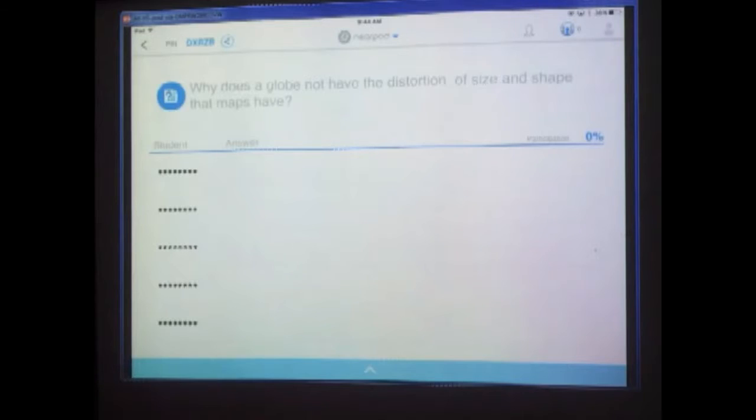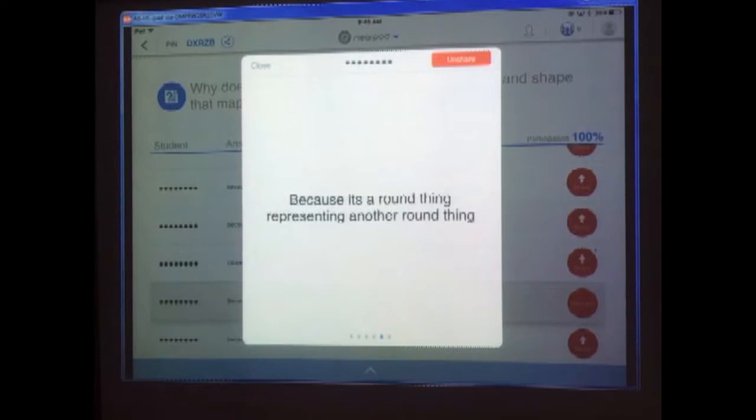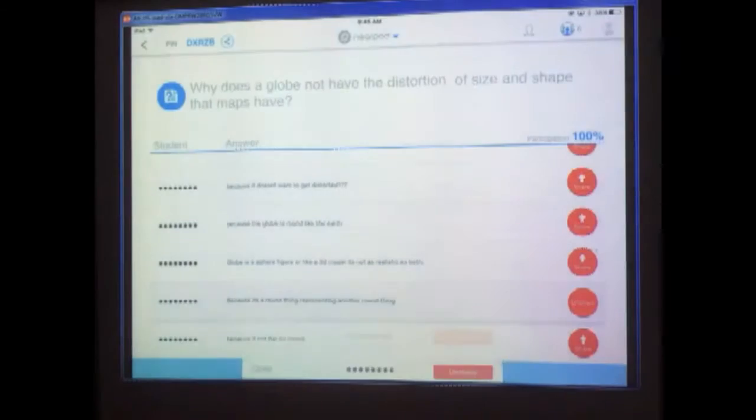What does a globe not have? Why does a globe not have the distortion of size and shape that a map has? So very good. It doesn't have the distortion because it is a round model representing another round thing. The Earth is round, the globe is round. It's not going to have the same distortion as trying to represent a round surface on a flat map.